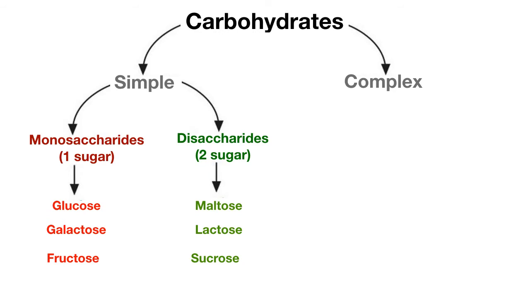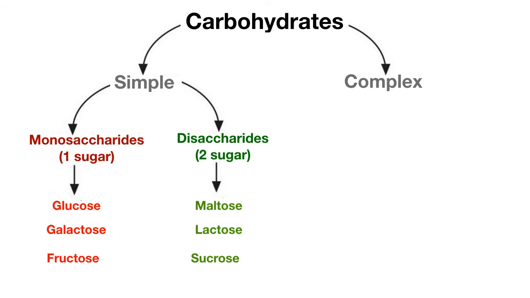Now let's take a moment to notice a trend in the names of the monosaccharides and the disaccharides, and that is that they all end in the letters OSE. In biochemistry, words ending in OSE will mean that it is a sugar.